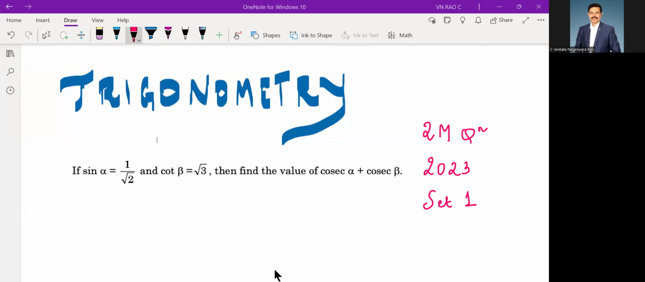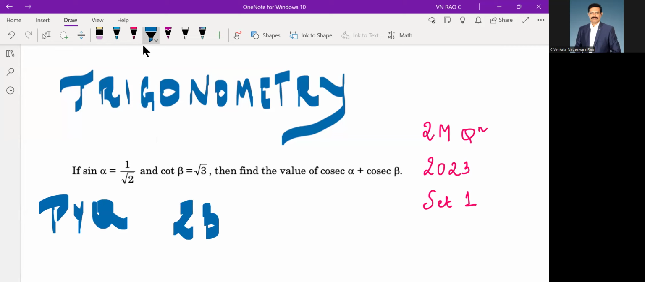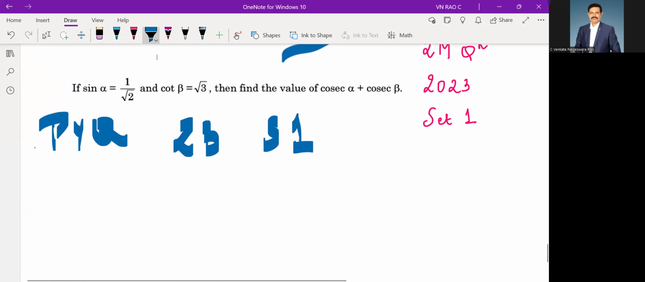Yeah, this is again one more PYQ. This is a PYQ question which appeared in 2023, and this is set one. Right. So, what is the question? We'll see what is the question, and accordingly, we'll solve the problem.